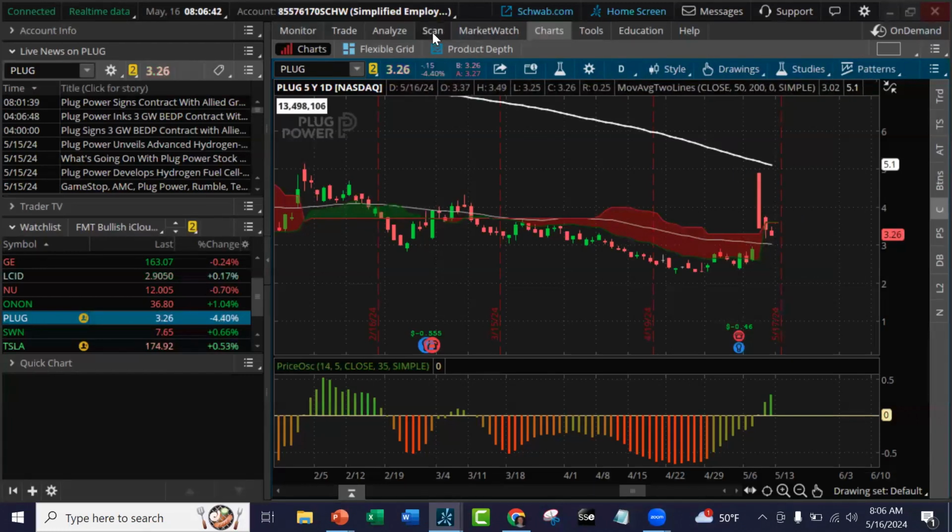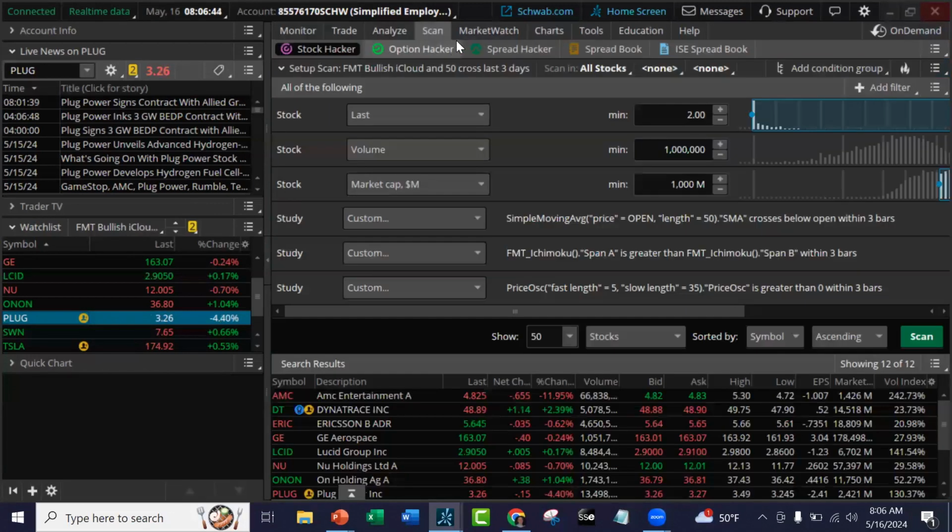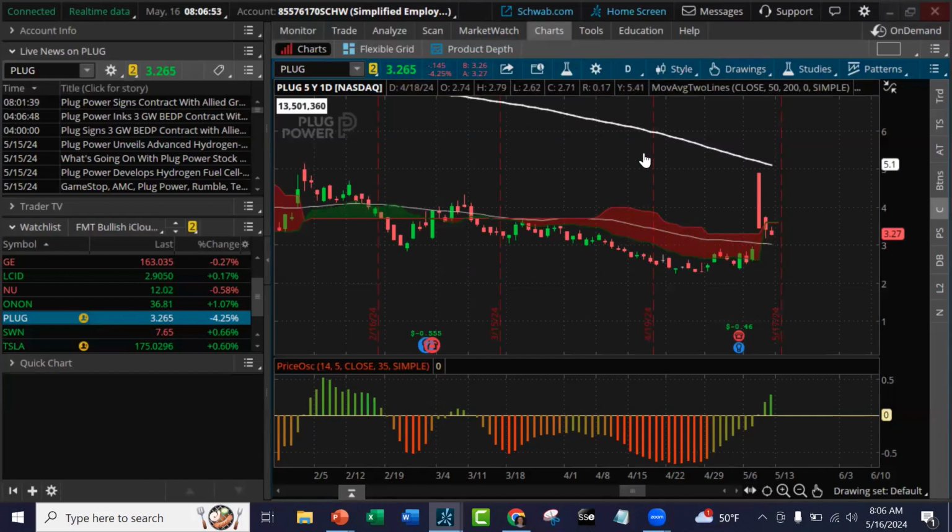I showed you how to access the scan, use Stock Hacker, how to create a scan, how to save it, and then how to pull it up and put it on a watch list, and your watch list is linked to your chart. So I just think that's a pretty cool, pretty smooth process, and this is a very powerful tool. Once I put that all together, I just wanted to share it with you guys. I said this would be short, and it was. If you've got any questions, fire away.